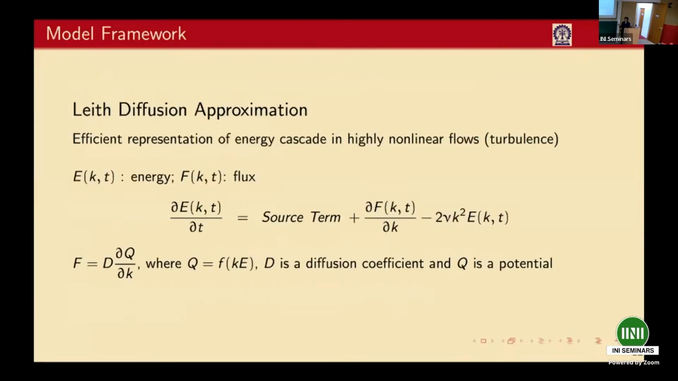Okay, so this is how we close the third order moments. We use the Leith diffusion approximation. So I'll go to what that is. In that, we assume that any dynamical variable can be written as a source term, a flux term, and a dissipation term. Now, this flux term is the Navier-Stokes third order moment, which needs to be closed.